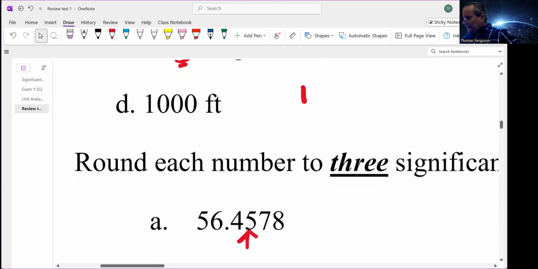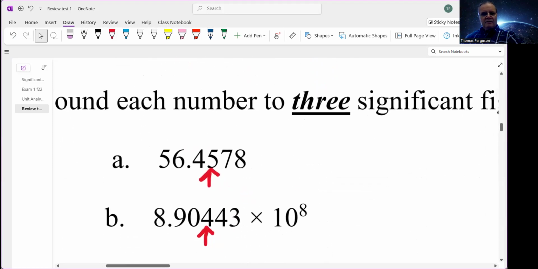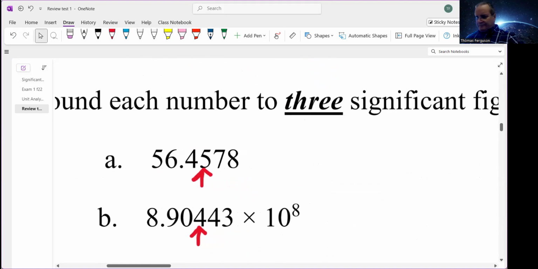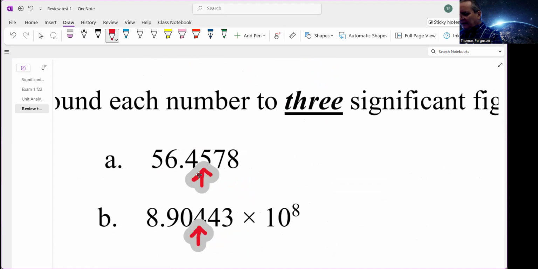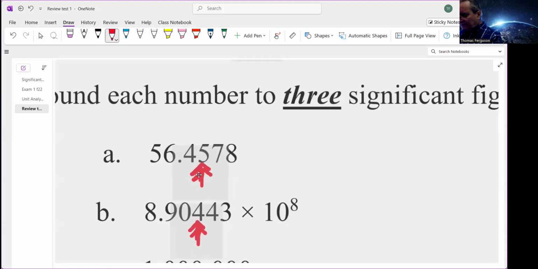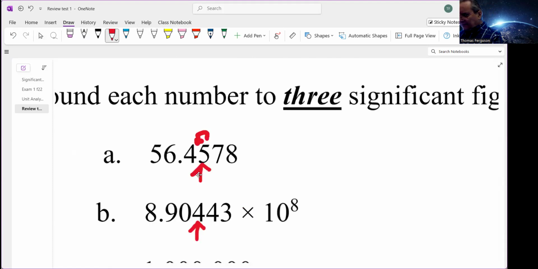All right. All right, we want to round these numbers to 3 sig figs. That means you go to the fourth one, which is this 5, that kicks that 4 up to a 5. Go to the fourth place, that 4 means we drop everything. So it's 8.90.